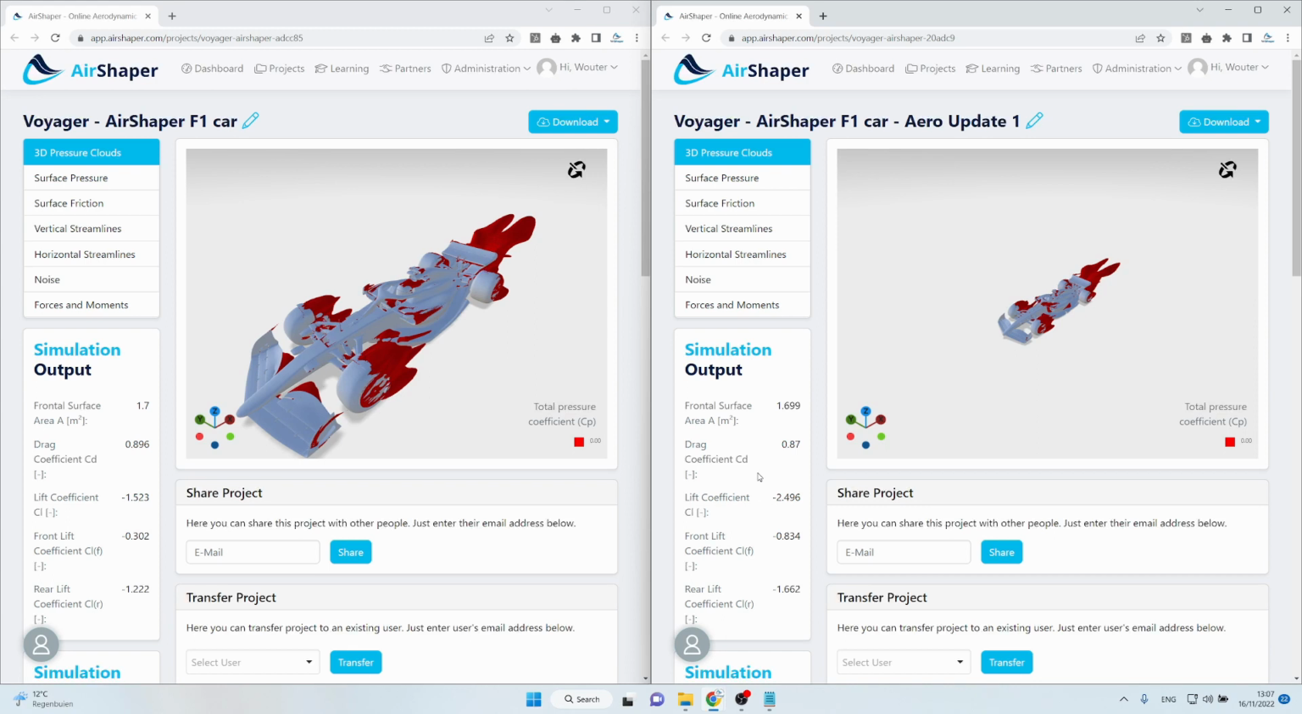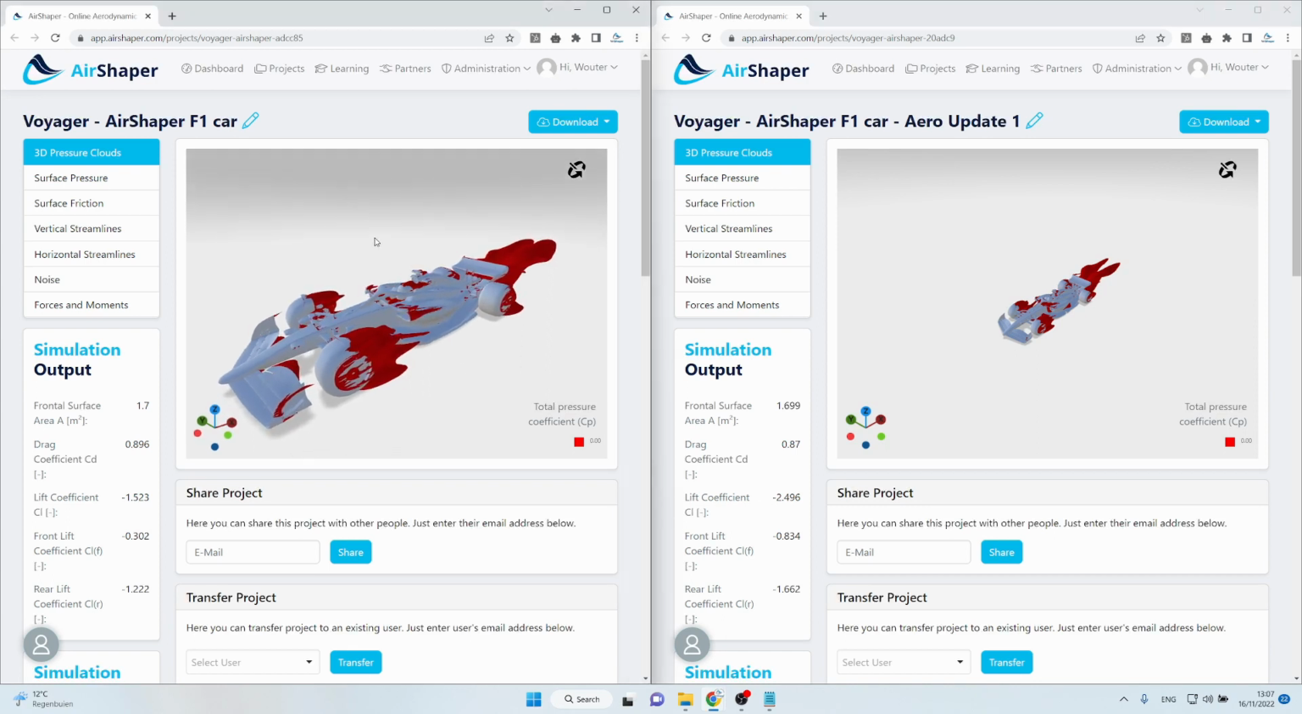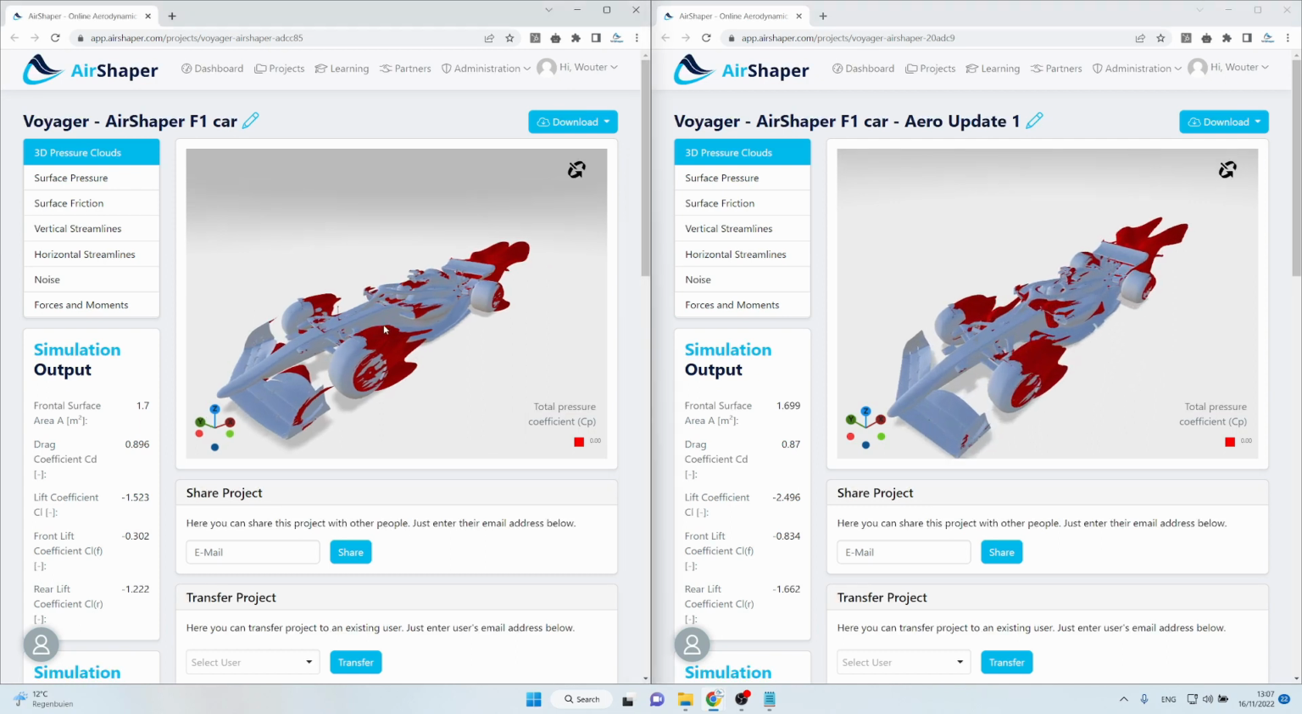The guys at Voyager, the people who are creating this model and modifying it for AirShaper, did a tremendous job in combining the input from the community with ideas of their own and automatic shape optimization that we ran at AirShaper to get inspired. So let's go over some of the details.